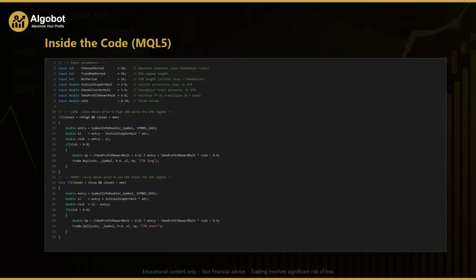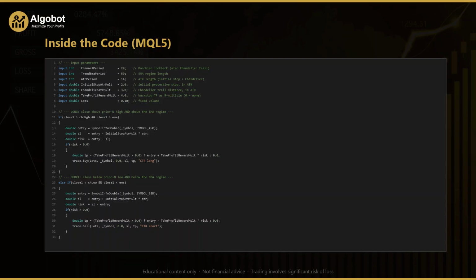Now the long block. The condition reads, if close 1 is greater than channel high, and close 1 is greater than the EMA. In plain English, the just closed bar must break above the prior channel high and also sit above the moving average. When both are true, the entry price is the ask, the stop is placed initial stop multiple times ATR below entry, and provided that risk is positive, the take profit is set at reward multiple times that risk above entry. The code then calls trade.buy with the volume, stop, and target.